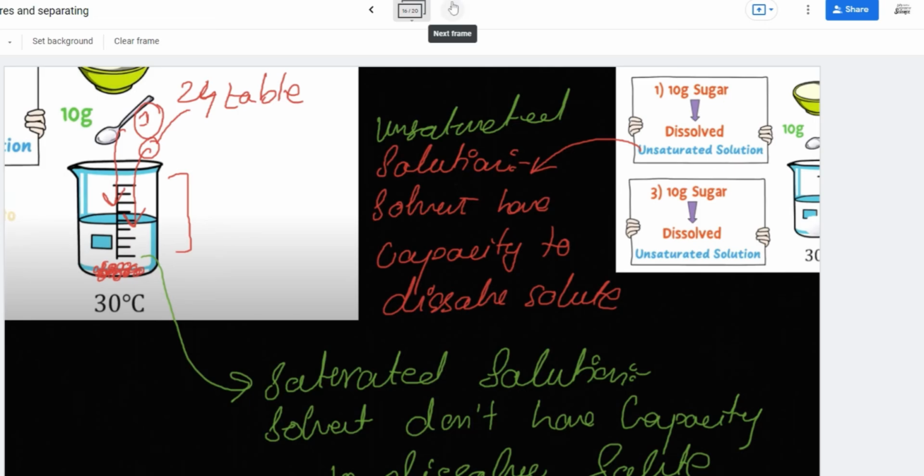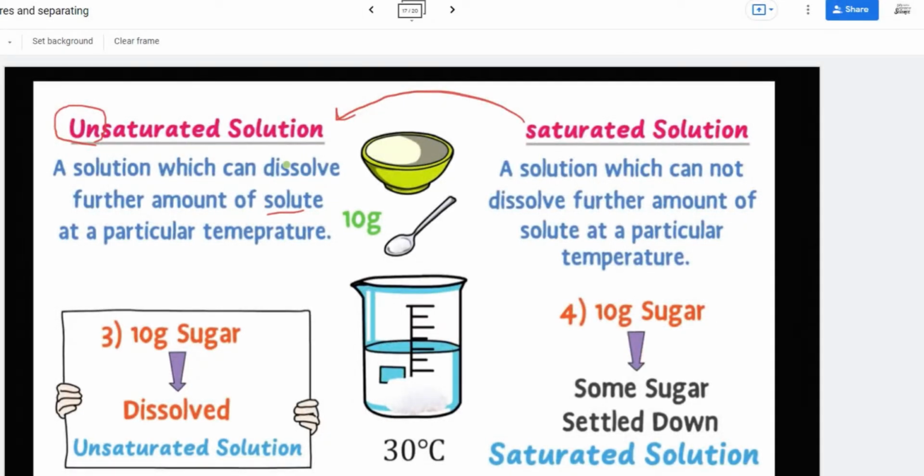Unsaturated solution: a solution which can dissolve a further amount of solute, which has capacity to dissolve a solute at a particular temperature, is called unsaturated. Saturated solution, opposite to it: a solution which cannot dissolve a further amount of solute at a particular temperature. Remember, at a particular temperature. So we're going to keep the temperature the same, such as 30 Celsius. This is called a saturated solution.